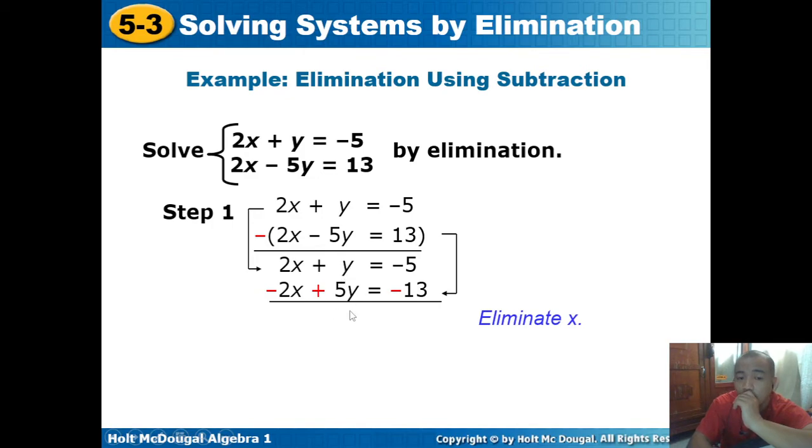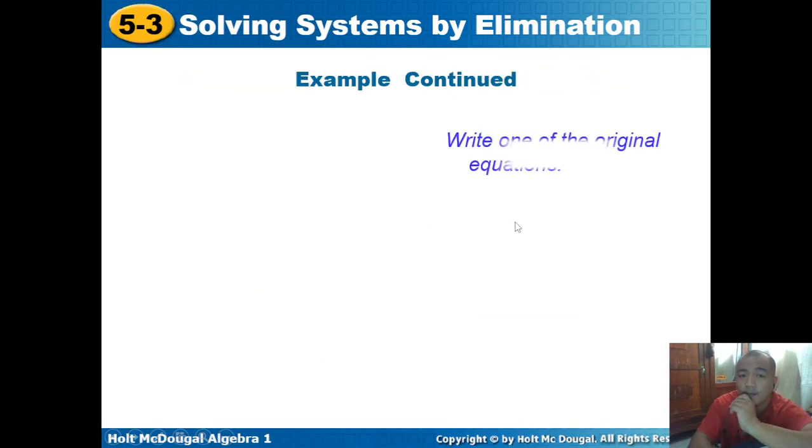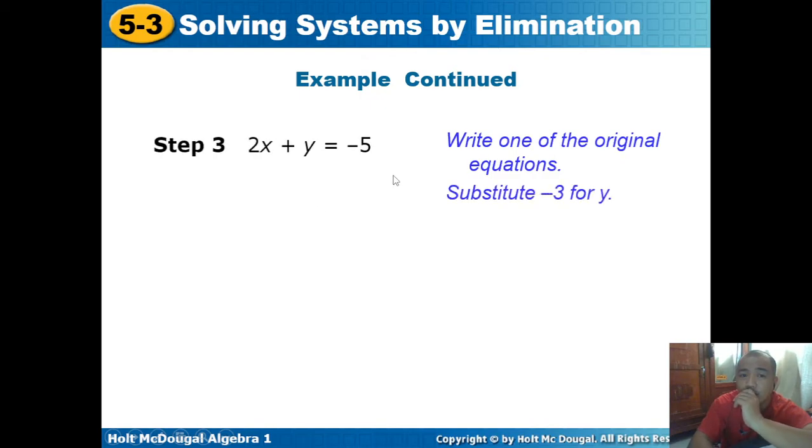Then add y plus 5y, 6y, equals negative 18. Divide both sides by 6. Therefore y equals negative 3. What is x? Substitute y equals negative 3 to each of these two equations. Let's choose 2x plus y equals negative 5. What is y? Negative 3. 2x plus negative 3 equals negative 5.